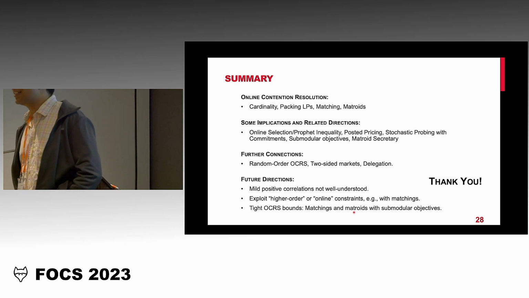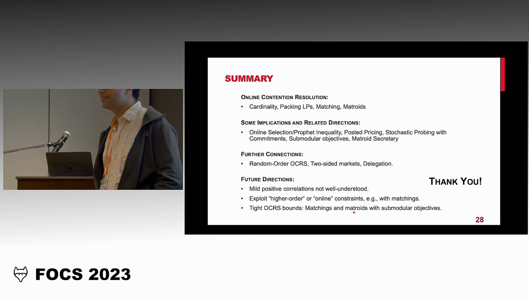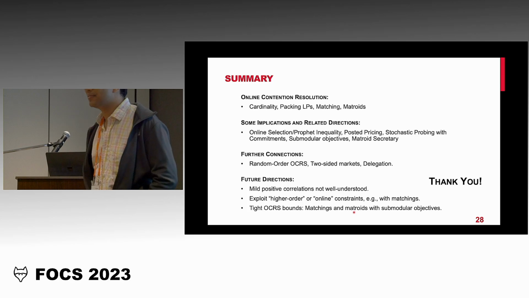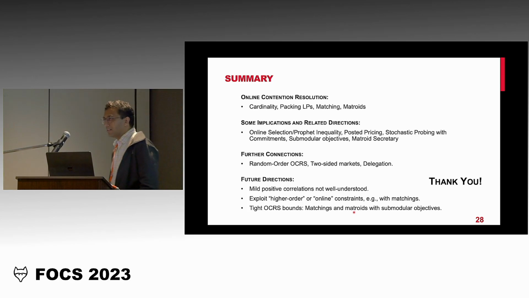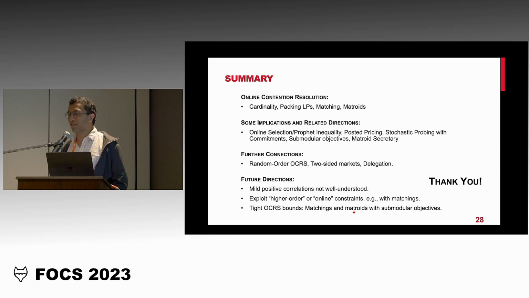Just a quick question: can OCRS be easily combined for two different constraints? So if I have a matroid constraint and a packing constraint or something? If I understand you correctly, your question is if I give you two sets of packing constraints, and I know OCRS for each of them individually, can I take their intersection? Yes. So there are results known.